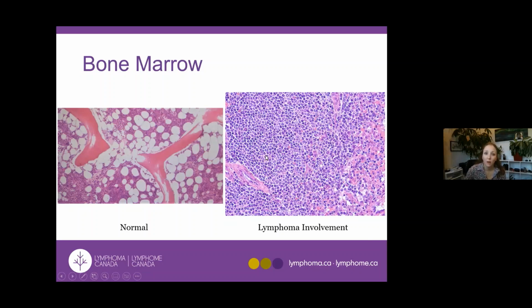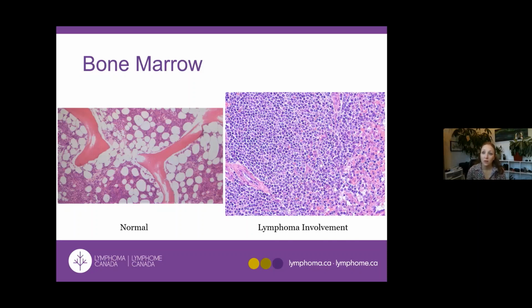So on the right panel, you can see that there's kind of a large area where there's very little fat. There's lots of these little purple cells. So this is actually demonstrating lymphoma involvement on a bone marrow. So that special test, the flow cytometry, is something that we can do on bone marrow as well. And also on the solid part of the bone marrow, we can sort of cut it up and stain it, and we can see kind of where there's way too many of one type of cell. And so the stains can help us to identify what type of lymphoma it is.